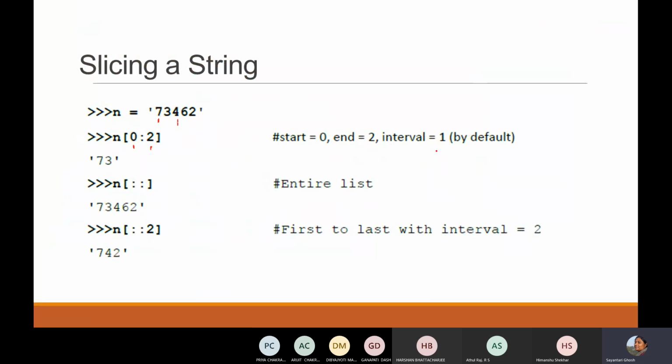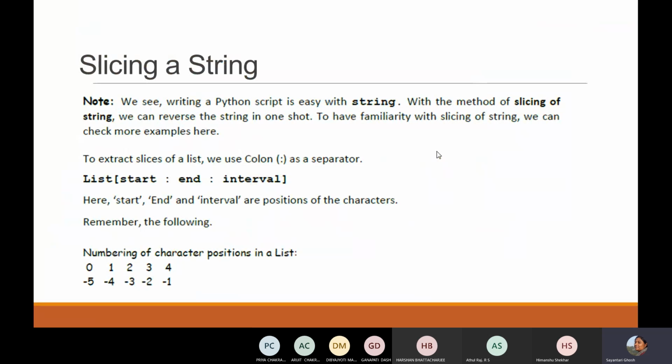So the structure is something like this: you mention the list, start, end, interval. Whatever is before the first colon is the point where you have to start. Whatever is between, that means the point where you have to end. And finally, there is the interval. The default value of start is 0. The default value of end is the very end of the array. And the default value of interval is 1. So if we don't write any interval, it will mean that you slice the list with an interval of 1.